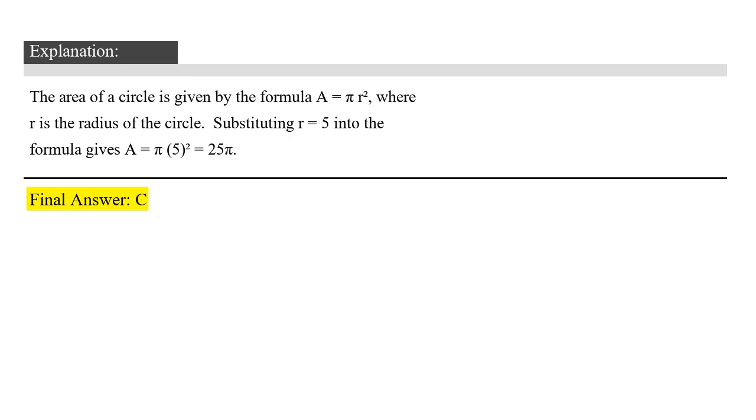the total cost of 3 shirts without the coupon is 3 times 15 equals 45. The radius of the circle... Substituting r equals 5 into the formula gives a equals pi times 5 squared.